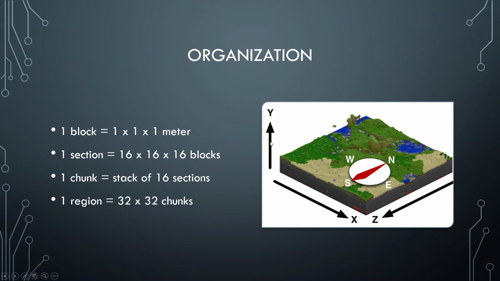I don't know why, but y is the vertical direction. That's why I said 16 by 256 by 16. So if you divide up a chunk into 16 even sections, you get one section, which is 16 by 16 by 16, right? So that means a chunk is 16 by 256 by 16 blocks.